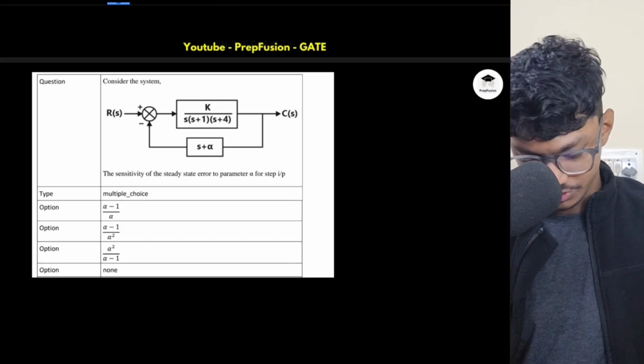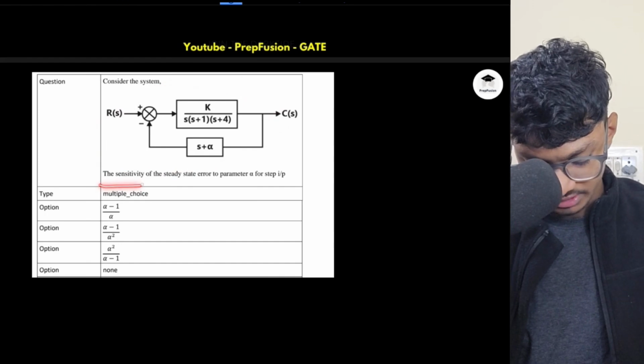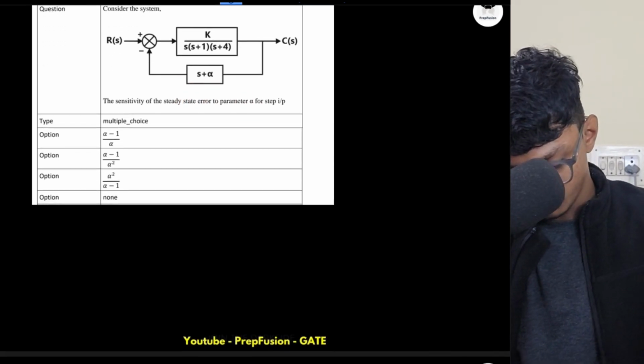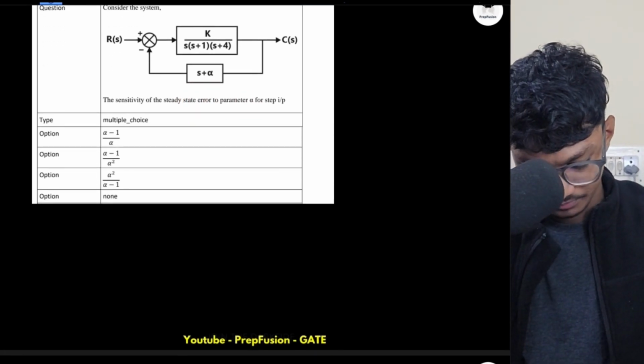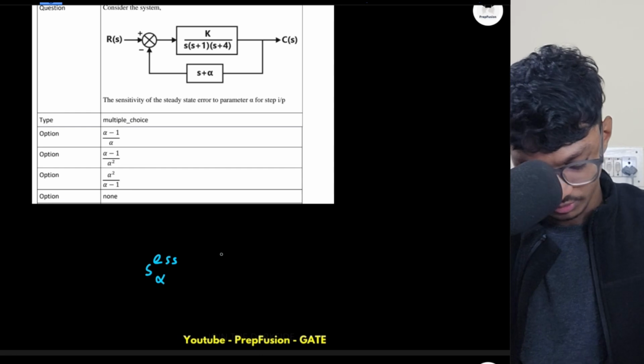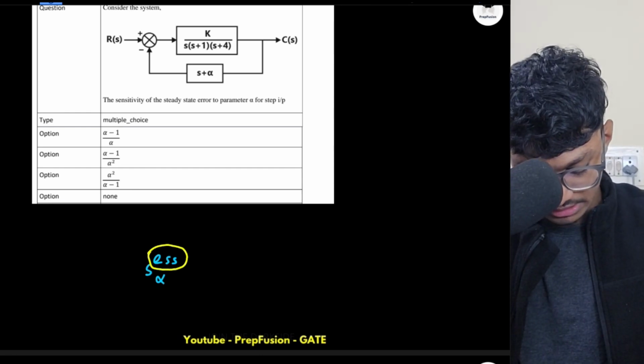Okay, so let's solve this question. We have been given a block diagram and we have to find the sensitivity of the steady state error with respect to parameter alpha. So we have to find S of E_ss with respect to alpha. So how do I find this? For this, first I have to calculate the E_ss.